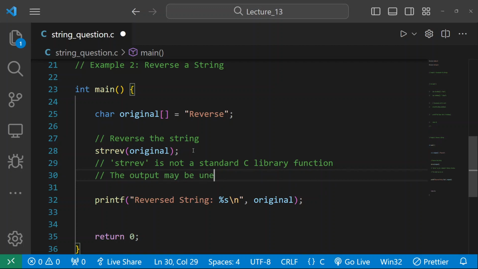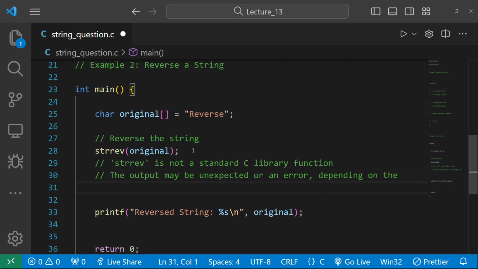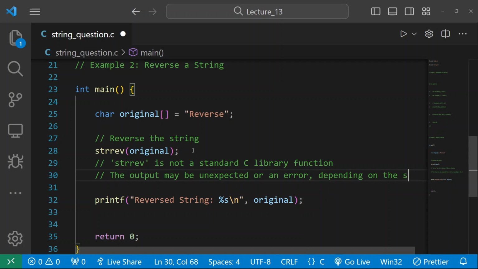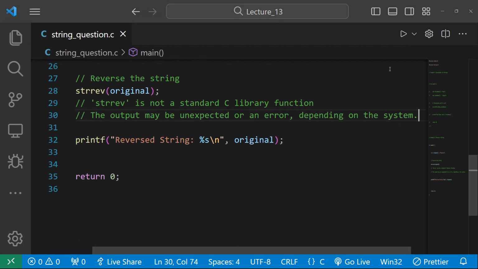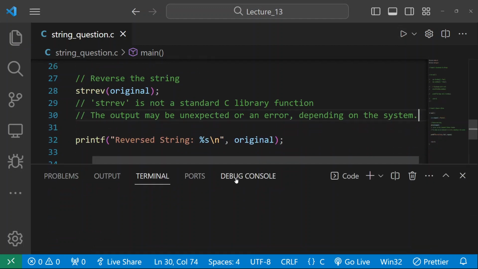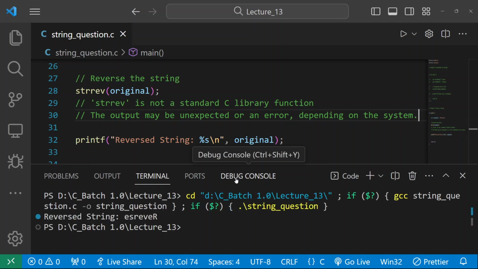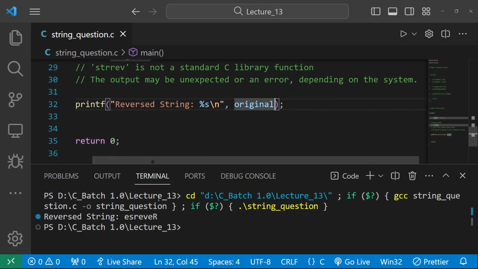Either I will be getting the output may be unexpected or an error, depending on the system. Why system? See the reason. Let me run it on my system. Saving it and run. So you can see in my system I got the reverse string.